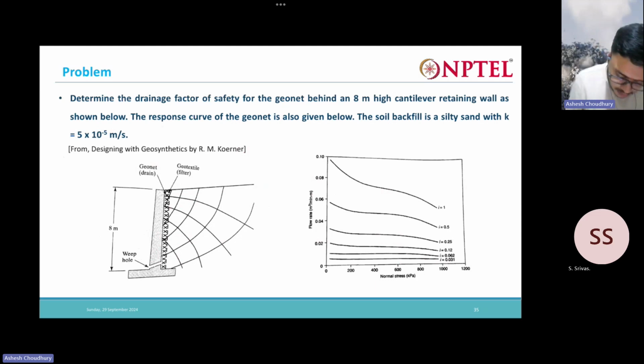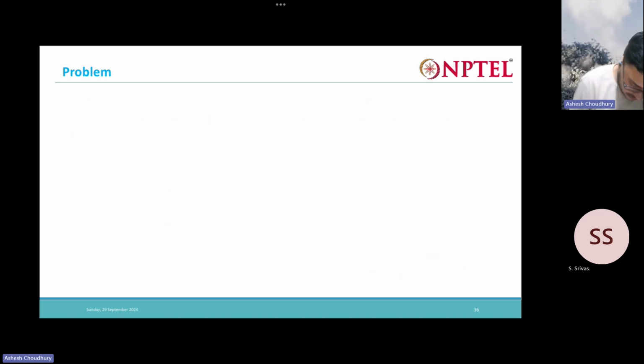Again, the first step as usual, we have to determine the flow. So q equals k h times N_f by N_d. What is the number of flow lines? 1, 2, 3, 4, 5 closed channels and 5 drops. So we can consider 5 drops and 5 channels. Okay, so let us do this.